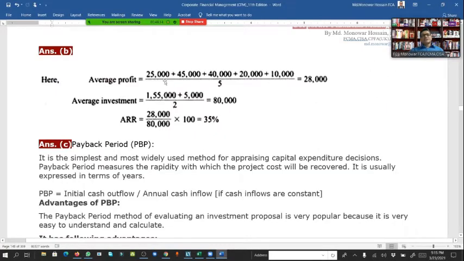Look, just adding all profit divided by the number of years, 5 years, then the average profit comes to 28,000. And average investment, so what would be the average investment? 1,50,000 initial, and the salvage value comes from the last year. Adding that and dividing by 2, we get the average investment as 80,000. As per the formula for ARR, then we get 35% as the accounting rate of return.